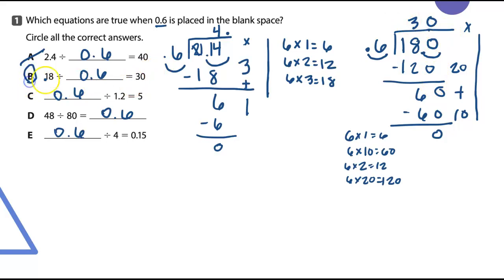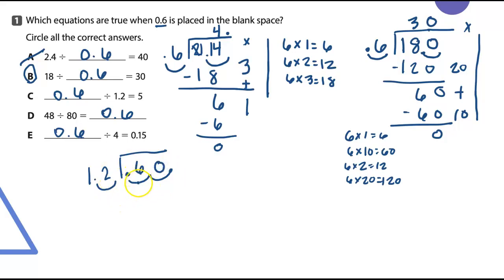Okay, let's look at C. This time, 6/10 is our dividend, and I'm dividing by 1.2. What I do to the divisor, I must do in the house. But here's a problem. I have 12 and I have 6. I know 12 can't go into 6, so I'm going to have to move this decimal one extra time. And for this extra move, I fill it with a 0.